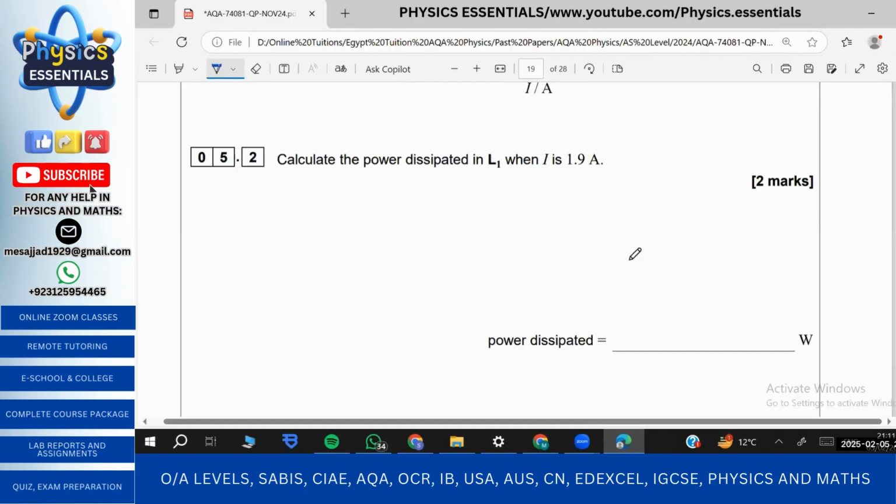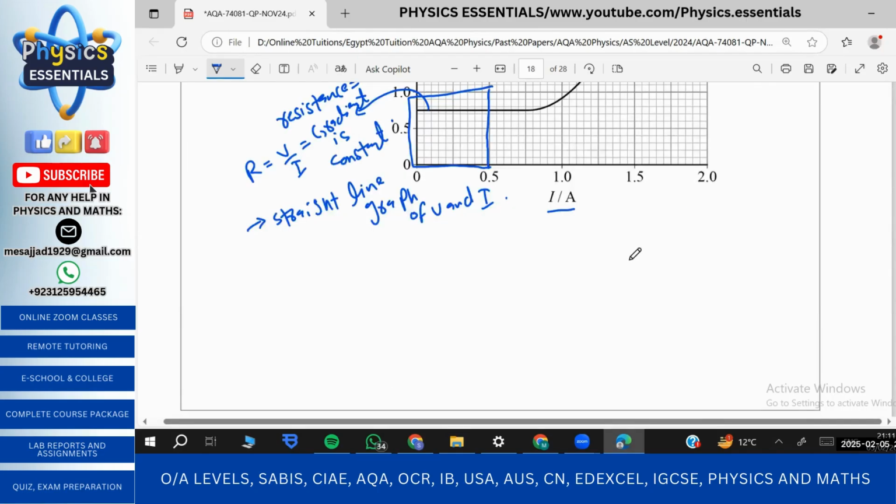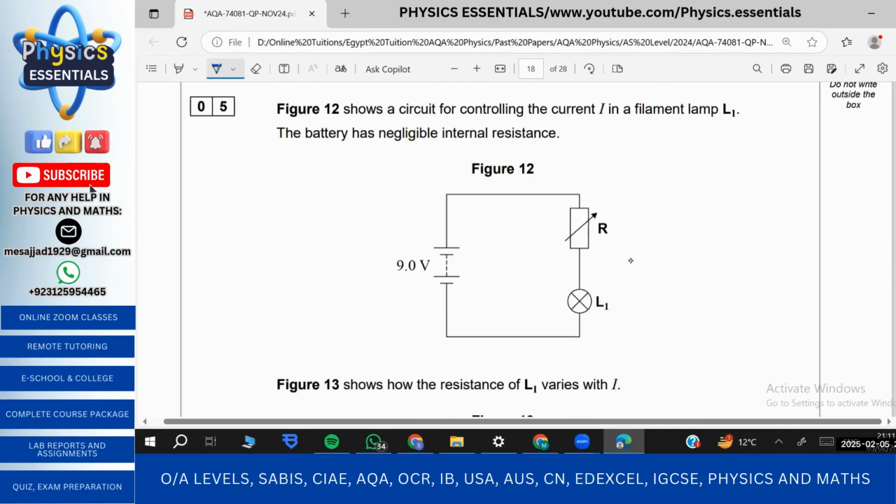Okay. So 5.2. Calculate the power dissipated in L1 when I is 1.9. Since you should know that all of them are connected in series, can you see? So the current here and here will be the same. So the current here is 1.9 and the current here is 1.9 as well.